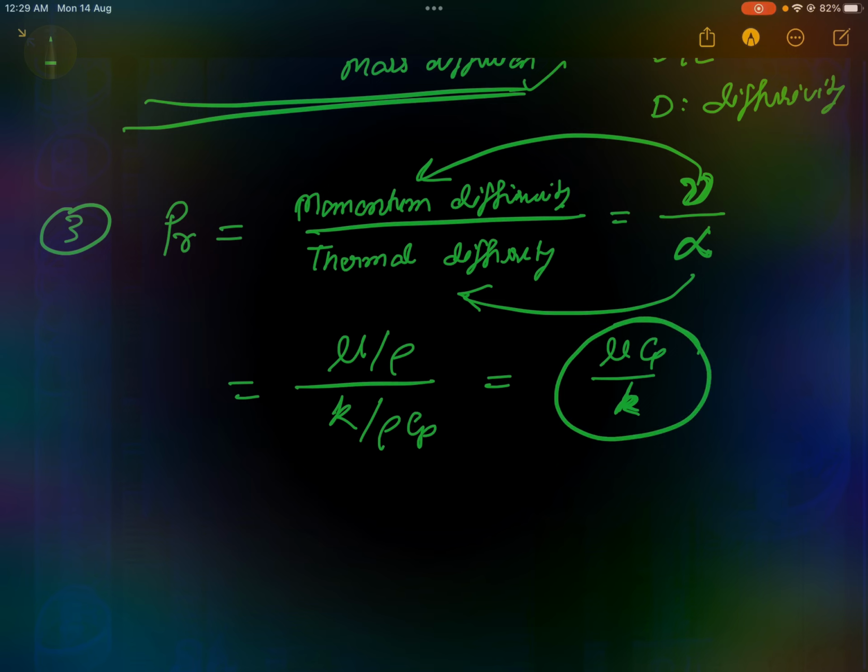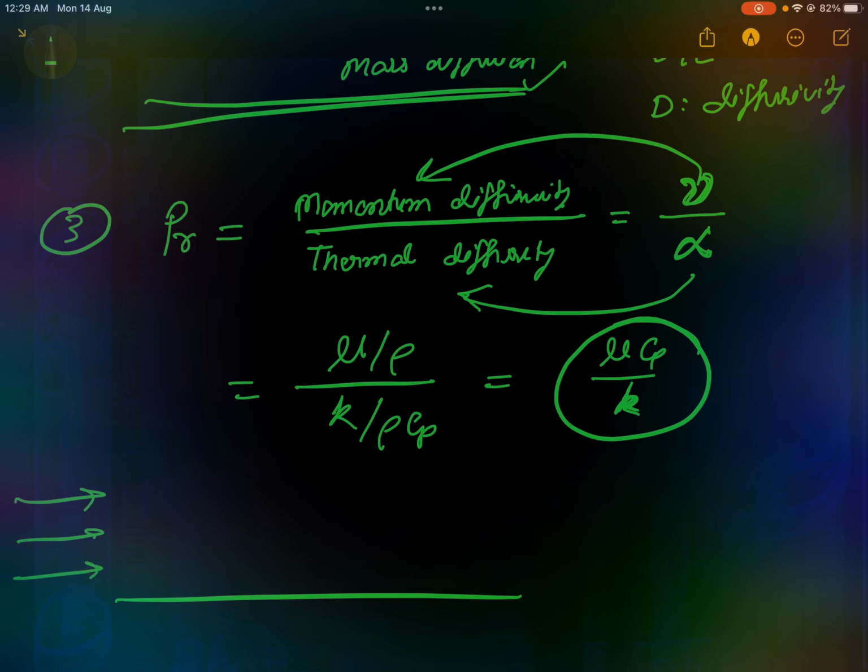This formula we can directly use, but the main significance is that the Prandtl number tells us that for any type of fluid, we can compare the momentum diffusivity and thermal diffusivity, that is, how much the momentum transfer is more or less than the thermal diffusion between the layers of the fluid.